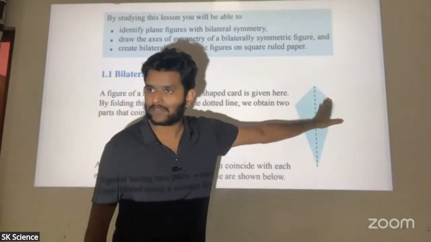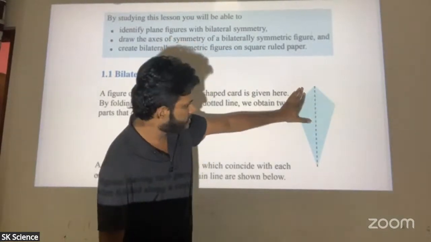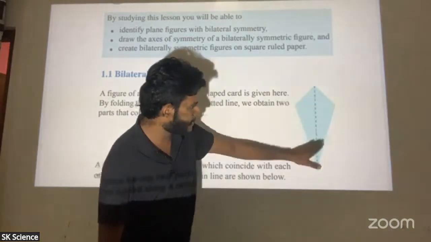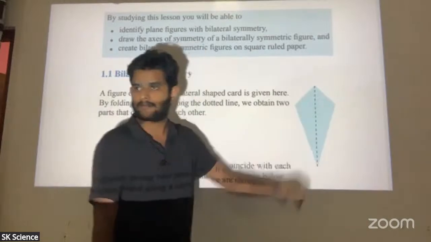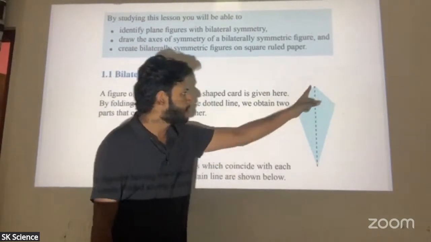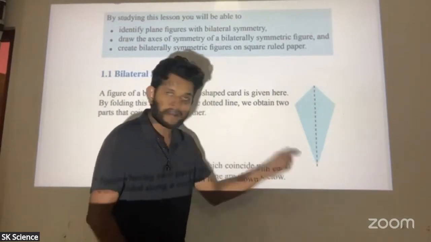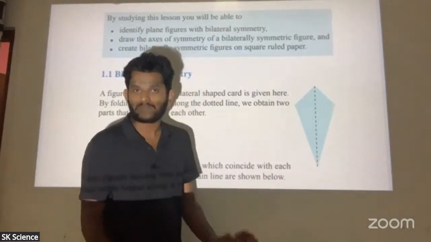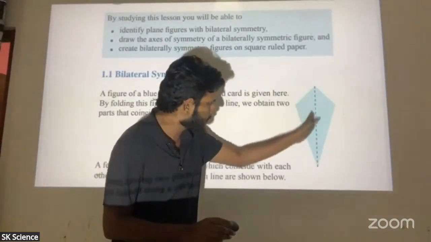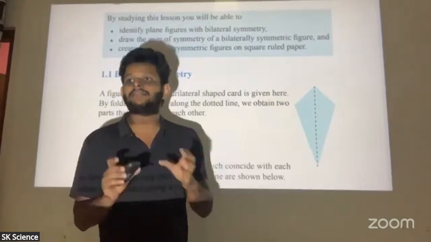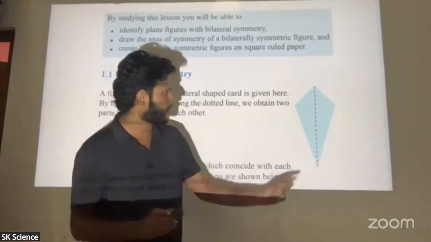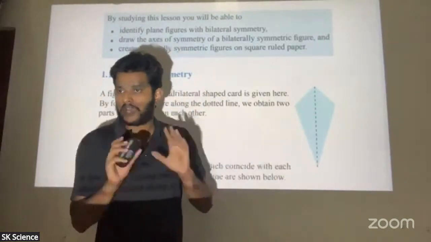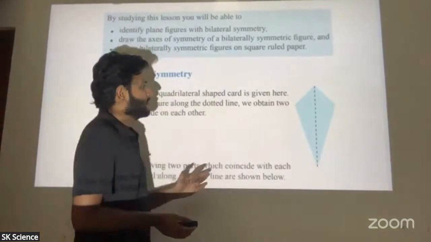Am I correct? Right. That means the area of this part is equal to this part. This is the line that divides these into two parts. So we call this line the axis of symmetry. What is that? Axis of symmetry. We call this line the axis of symmetry, right?